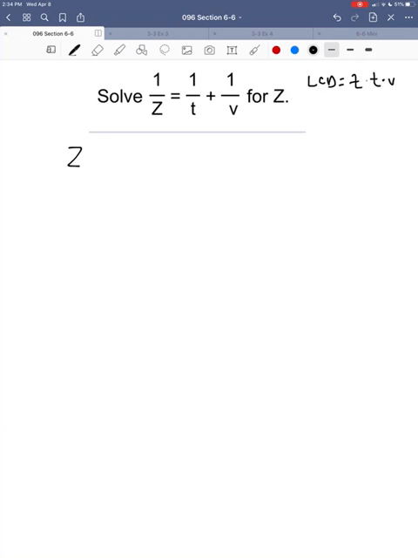So z times t times v, I'm going to multiply that by 1 over z. I'm going to do the same thing on the right hand side. Since there are two terms here, both of those terms are going to have to get multiplied by this LCD. So I'm going to get z times t times v times 1 over t, and then z times t times v times 1 over v. If it helps, you can imagine all those being over 1.